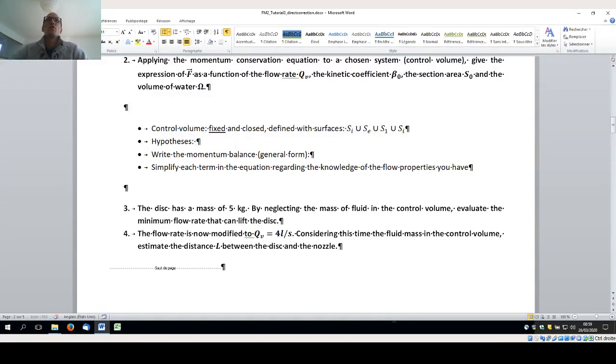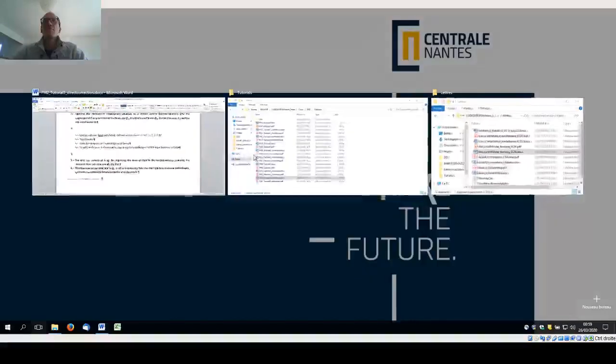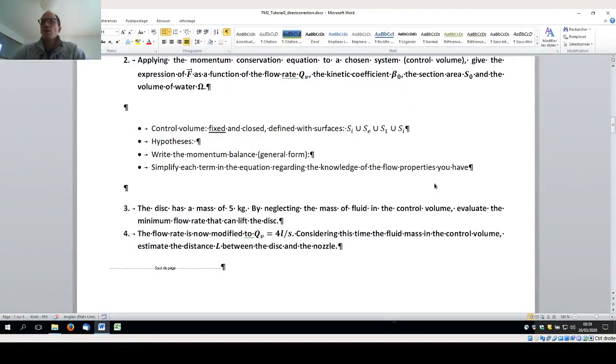Okay. So once we have written our control volume, we'll be able to do the momentum balance. There is one question from your colleague, which is asking why gravity does not account here.